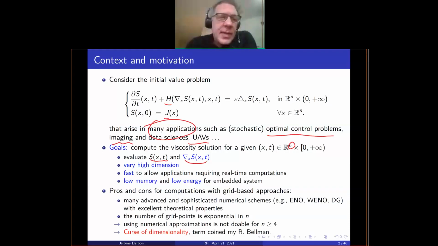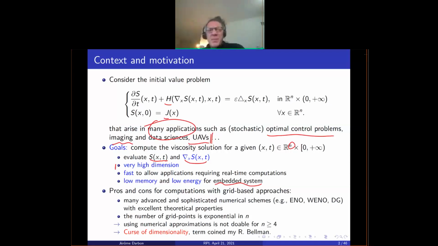For applications, n is big, so we need to solve this PDE in very high dimension. As I mentioned, in imaging sciences, n could be millions, but for optimal control problems, n is more or less around 12 to 16. Of course, we want fast algorithms, but we also need algorithms that require very low memory and low energy because we want to do those computations for embedded systems. That connects to applications where you want to optimally control a drone or a car in real time, and you have those constraints about low memory and low energy.